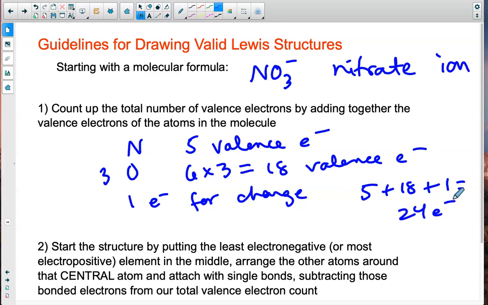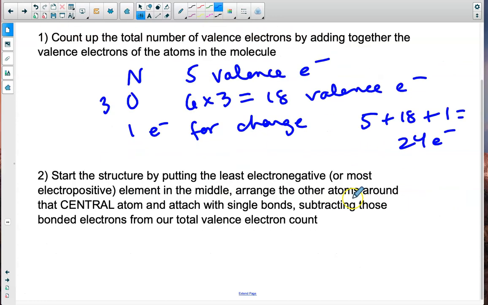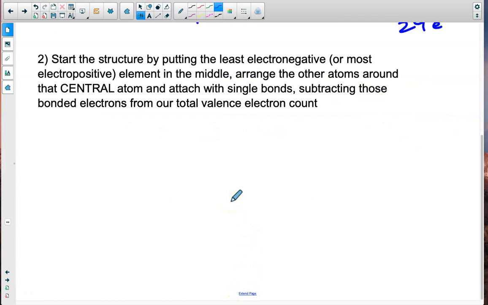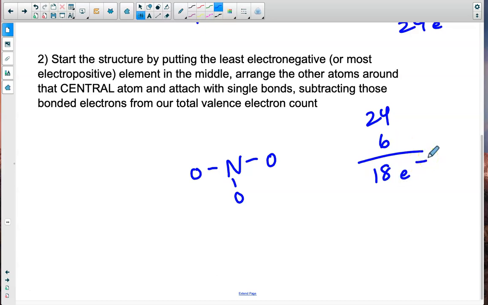Now the goal is to put those around all the atoms in the molecule such that all of the atoms get their filled shell. So in terms of how we arrange the electrons, we start by putting the least electronegative element in the center. And so remembering our electronegativity trends, oxygen is more electronegative, so that means nitrogen is the more electropositive. So that atom goes in the center. We arrange the other atoms around it, just however we want to, connect with single bonds, and then we take that total number of valence electrons, subtract the electrons in the bonds, to leave us with how many electrons we have left over to give every atom a filled shell.